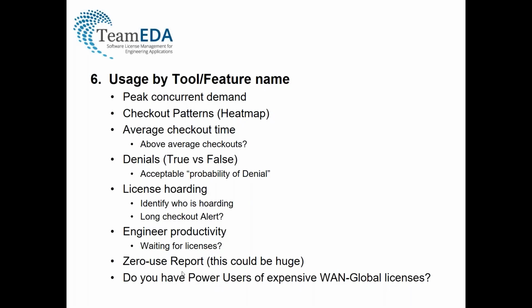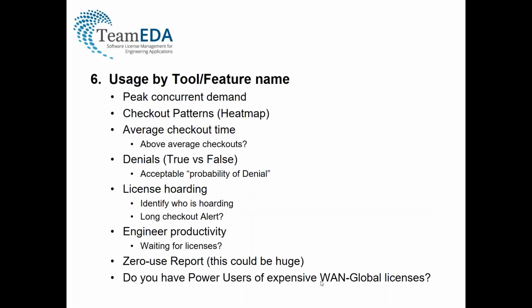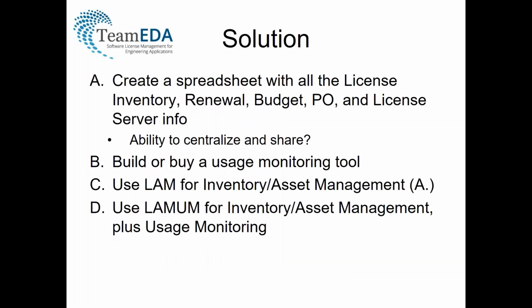So these are all different ways of evaluating usage to determine what your needs are. So here's a couple of thoughts on solution to the problem. There's really two different problems here. One is being able to create and share information about your license inventory, about your renewals, your budgets, your POs, your license servers. And you can do that in a spreadsheet.